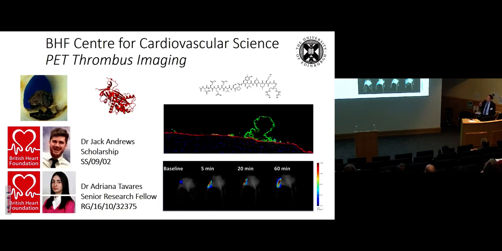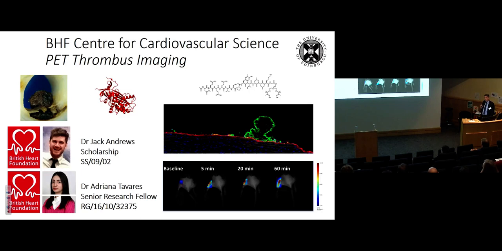Jack's job, along with Adriana Tavares, is to develop a PET tracer that identifies thrombus, acute thrombus. And this is the thrombus tracer we've been using. It's with a colour probe attached to it, and you can see here it's beautifully lighting up this ex vivo human thrombus that we formed in the Badimon chamber, working really nicely. This is the standard femoral artery thrombus model, and again showing it lights up beautifully.